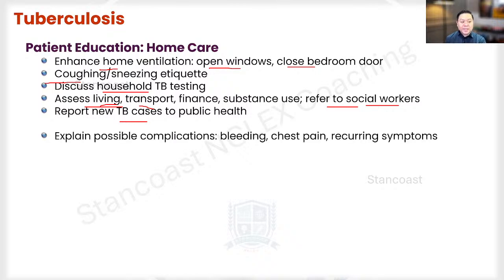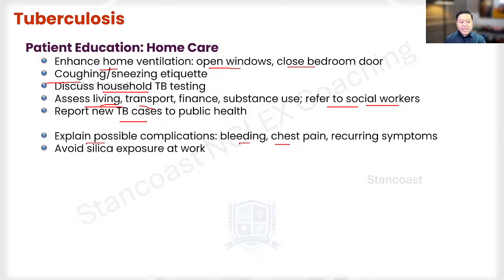Now, we're also going to explain the possible complications that they might develop later on. So they will be prepared about these, such as the chest pain, the bleeding, the recurrence of the manifestations. And when they know about the possible complications, this will give them a better understanding and will also help them recognize those manifestations and warning signs. So when they experience these manifestations, they can report to the medical provider promptly and prevent serious health issues in the future.